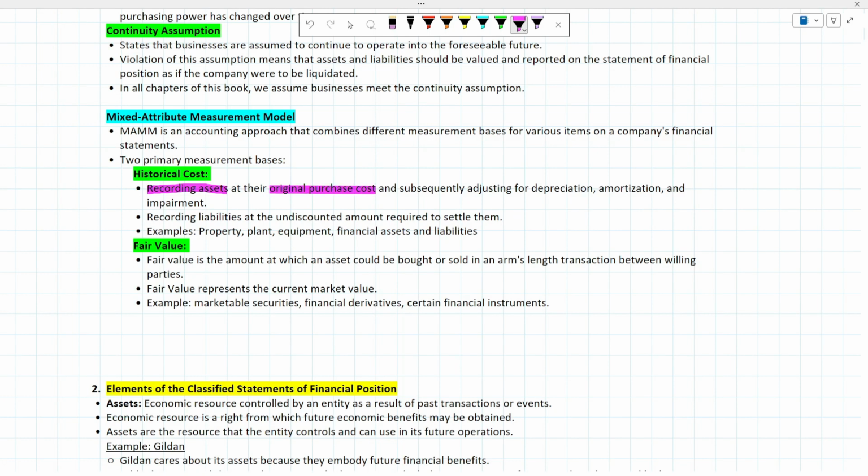And this is important to realize that there is an original cost because there's also a fair value cost, which I'll explain right now. So fair value is the amount at which an asset could be bought or sold in an arm's length transaction between willing parties. So that's the difference. It's the amount at which an asset could be bought or sold. So fair value represents the current market value.